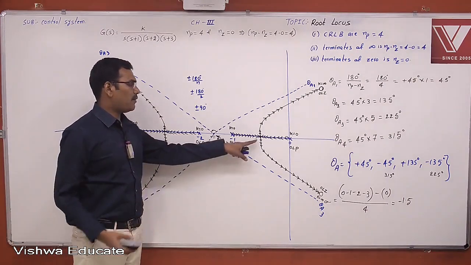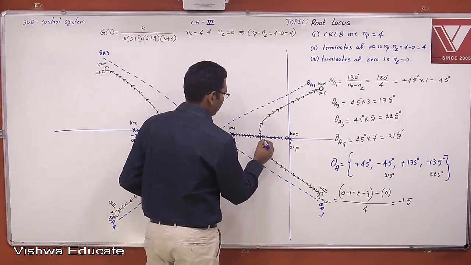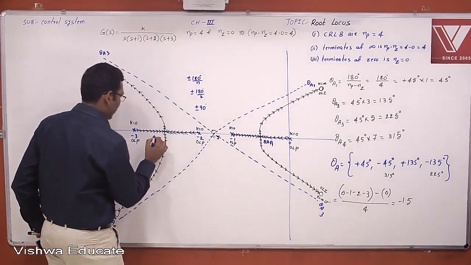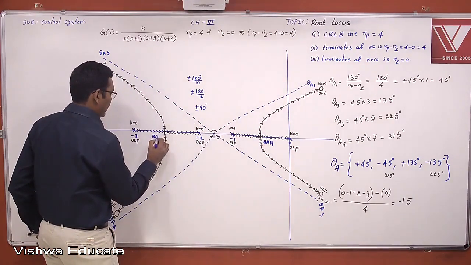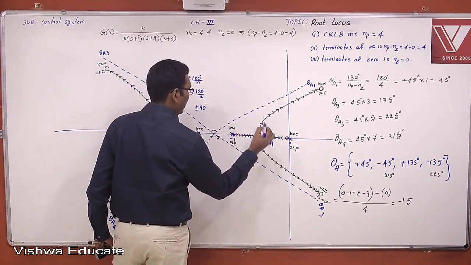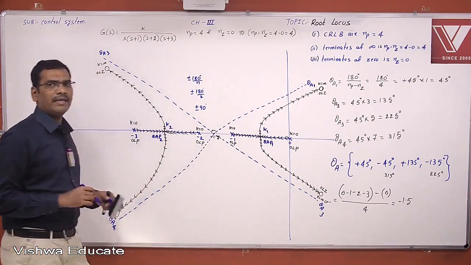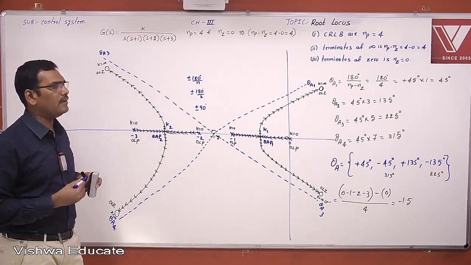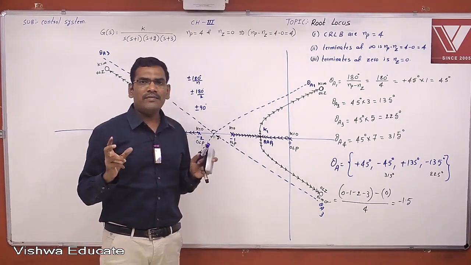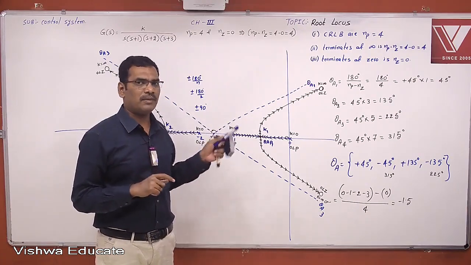This is the breakaway point. You know how to find the breakaway point. This is breakaway point 1, and this is breakaway point 2. Here you find some gain K1, and here you find K2. You know how to find the breakaway point and the gain and everything. Whatever we did for the first problem, you do the same thing. It is good practice for this particular problem.